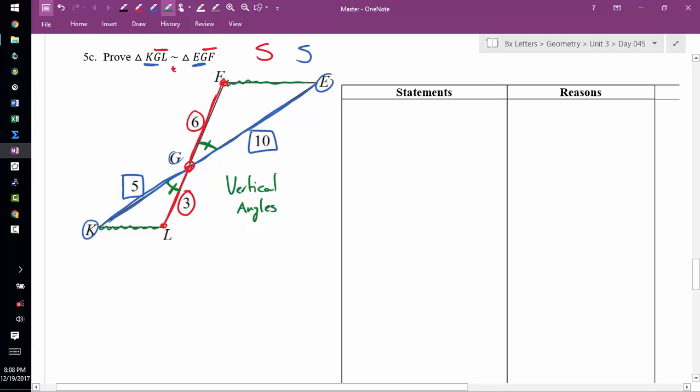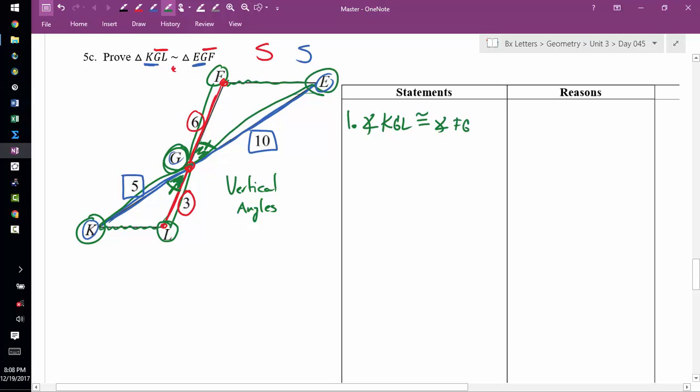And in fact, that's where I'll begin. I'm going to make my first statement by going 1. I'm going to say this angle here, angle KGL is congruent to angle FGE, this angle here, FGE. And my reason is not given.